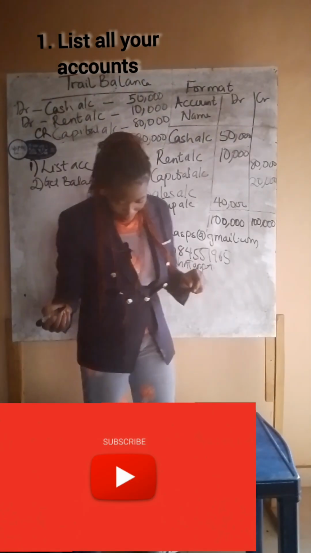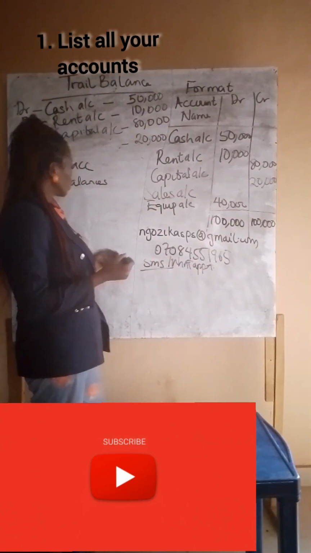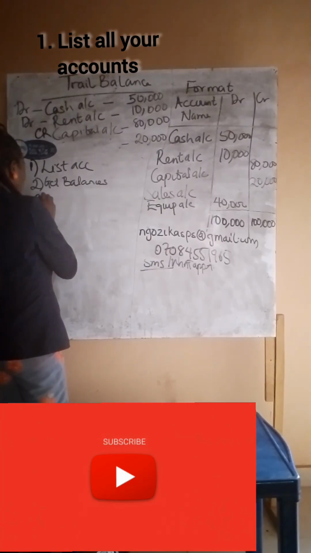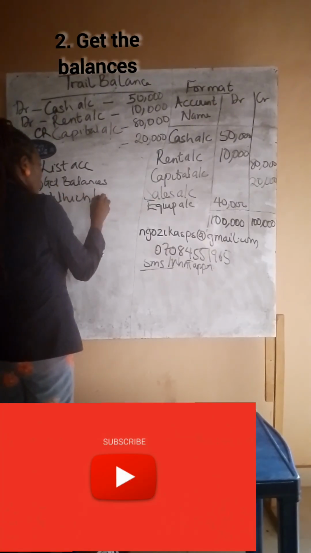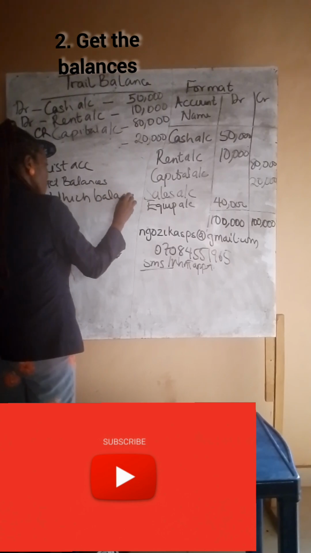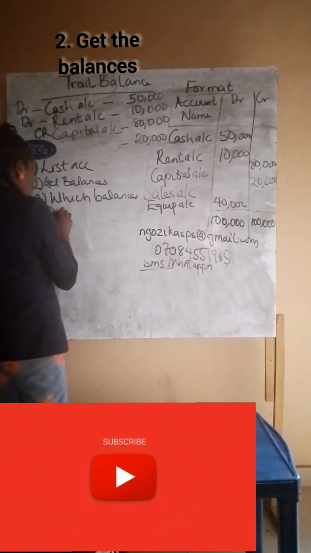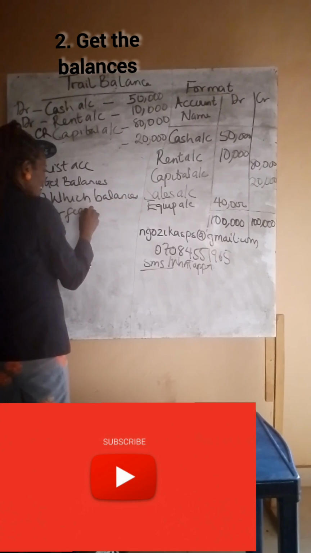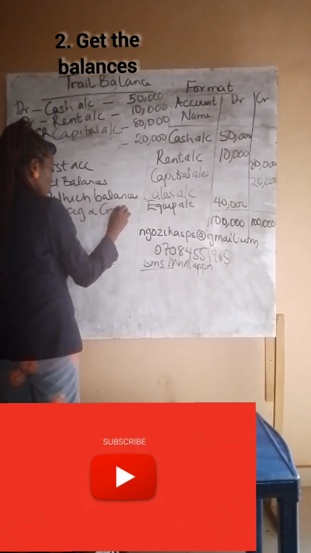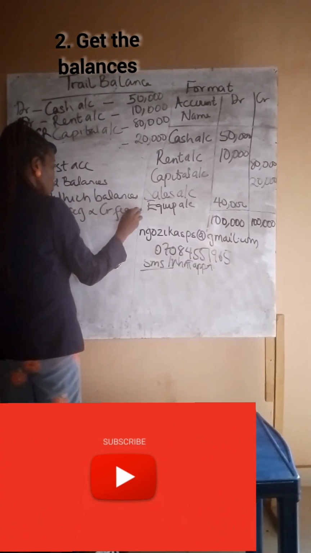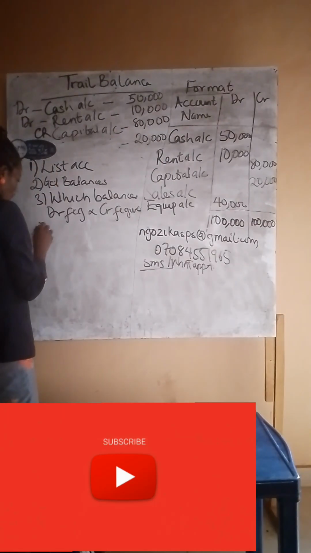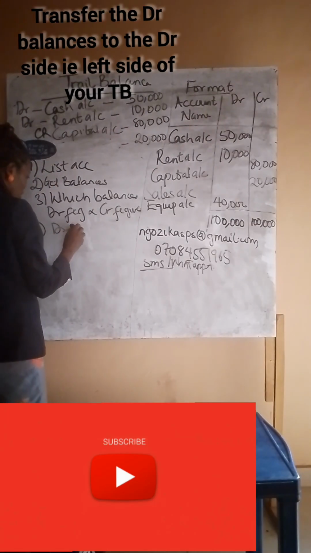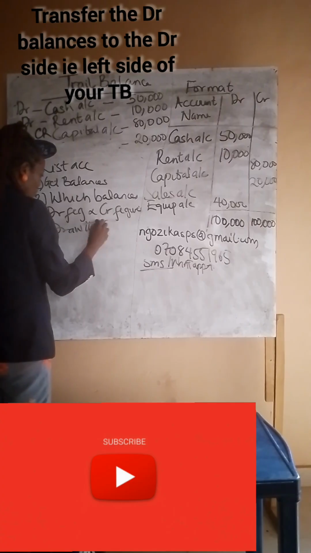After getting all the balances from each of them, you should know which balances are debit figures and which are credit figures. Once you know that, you now draw these formats that we have here. You draw the format that I have above.